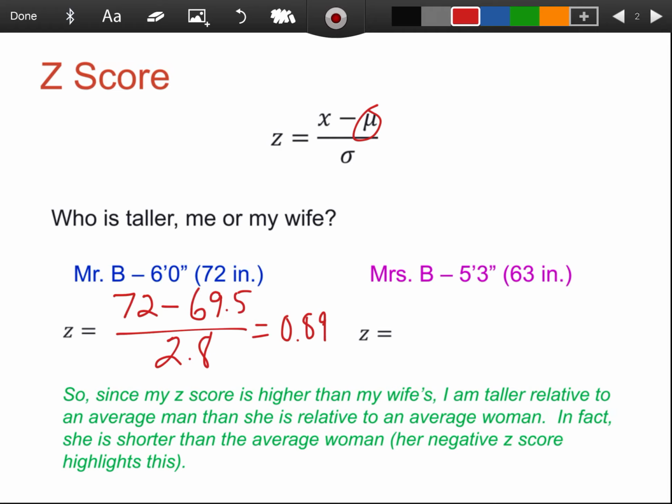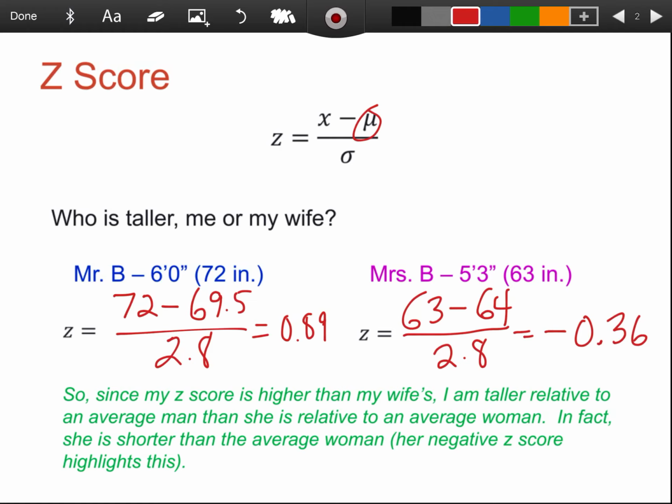All right, let's go over to my wife. She is 63 inches tall, and the average woman's height is 64 inches tall. So she's actually below the mean. Then I'm going to divide by the standard deviation, which is 2.8, and her Z-score turns out to be negative 0.36. Because she's below the mean, her Z-score is negative. So if my Z-score is positive, I'm above the mean. If my Z-score is negative, I'm below the mean.